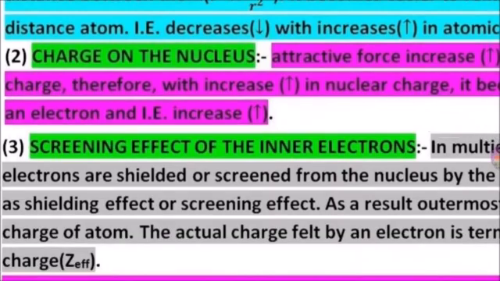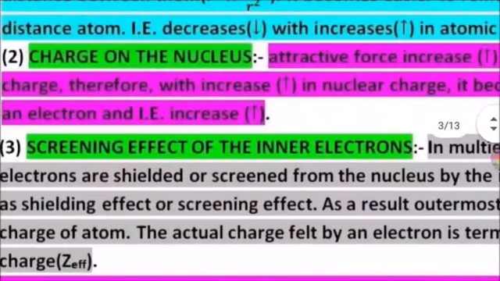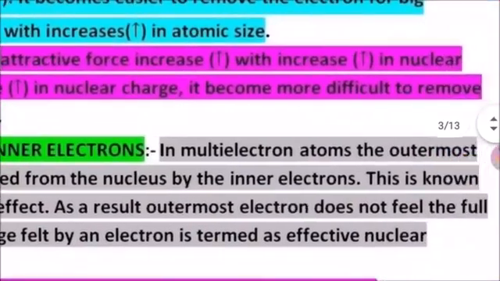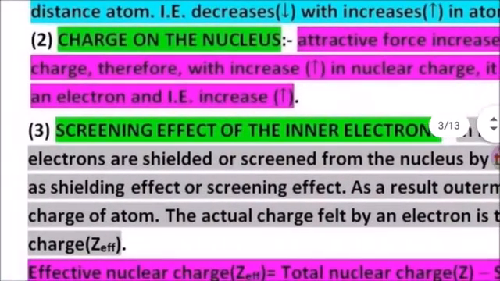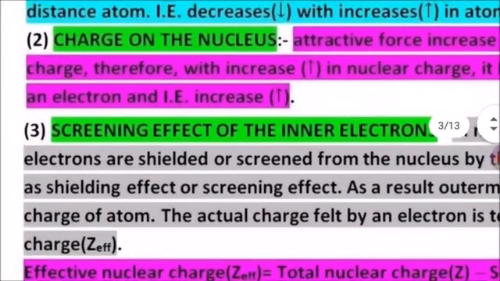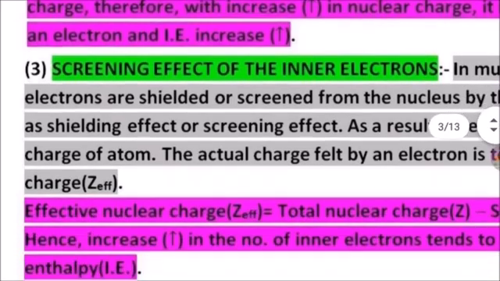The next one is the charge on the nucleus. Attractive force increases with increase in nuclear charge. Therefore, with increase in the nuclear charge, it becomes more difficult to remove an electron and ionization enthalpy increases. When the charge of a nucleus is increased, it is very difficult to remove the electron. For example, if we move across a period, the size of the atom decreases and nuclear charge increases, so it is difficult to remove the electron.